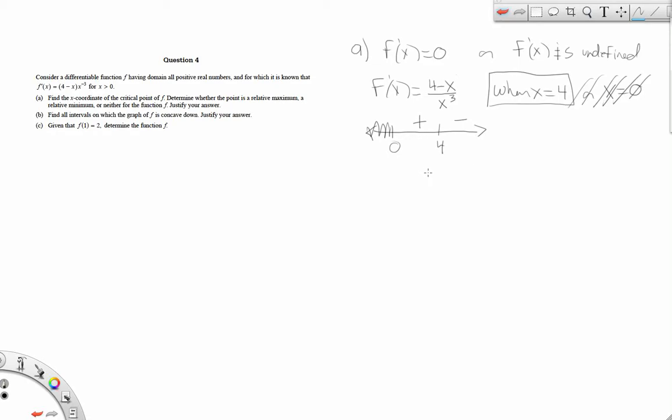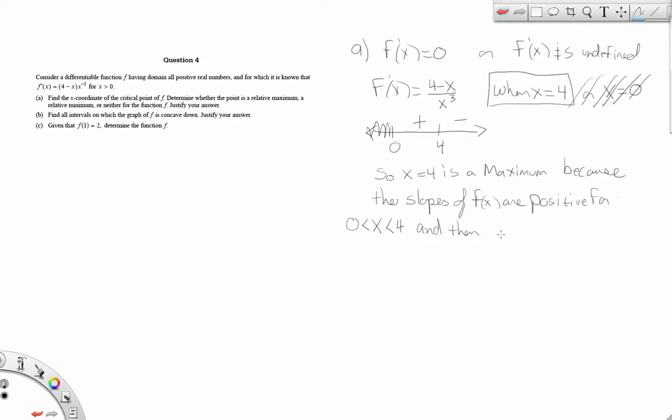Determine whether the point is a relative max, a relative min, or neither. Justify my answer. Okay, so we can see it goes from positive to negative at 4. So x equals 4 is a maximum because the slopes of f are positive for x less than 4 and greater than 0, and then the slopes are negative for x greater than 4.